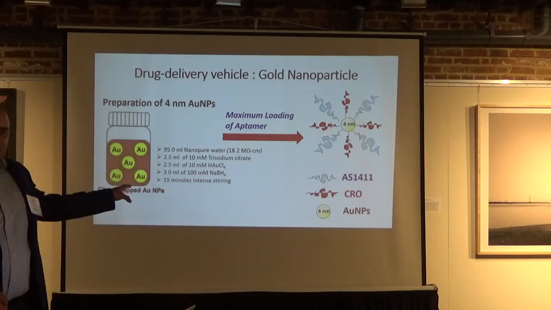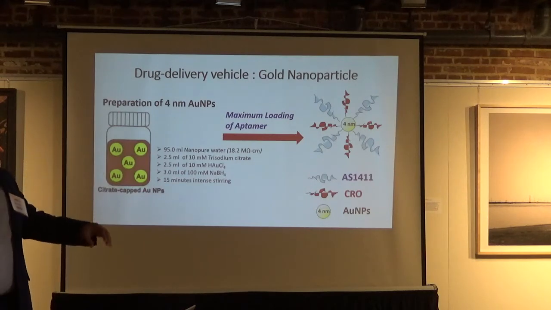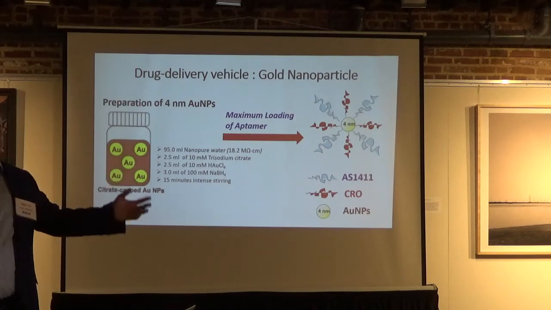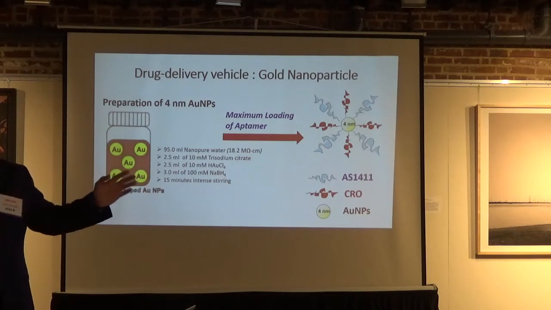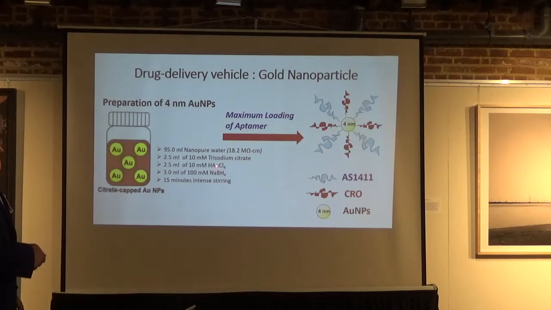What you're seeing over here is a very simple protocol. 15 minutes, it's done. Add water, 95 ml. Add citrate, add sodium borohydride, and this is ready. It takes 3-4 months of training, but it can come down to as simple as that. And once it's ready, we freshly prepare it and load it with aptamer.